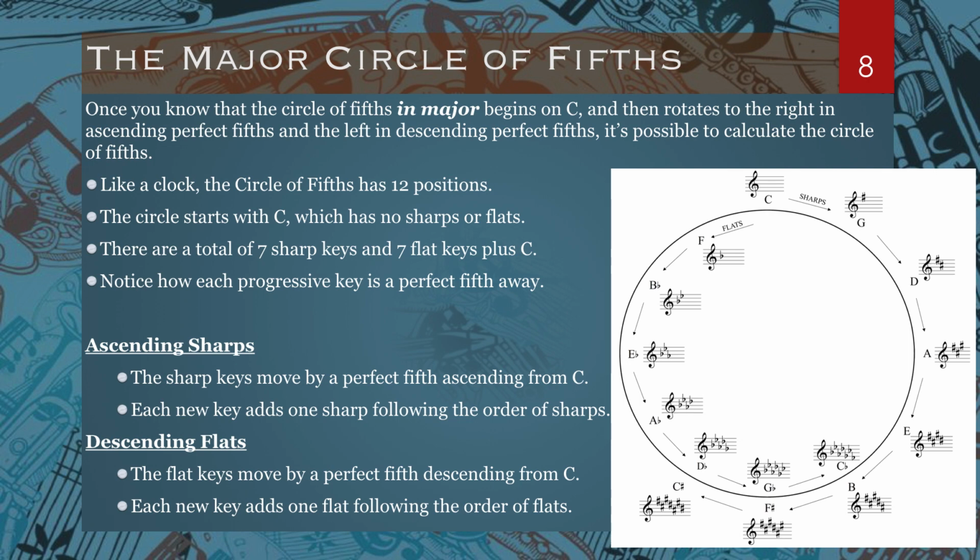So the first thing you need to know is that the circle of fifths in major begins on C at the top. If you go around, there's essentially 12 positions on this circle, just like a clock. Notice how B, F sharp, and C sharp at the bottom of the circle, at about the 5, 6, and 7 o'clock position, correspond to their enharmonic key signatures, C flat, G flat, and D flat. So if you write a piece in B major, you could also write it in C flat major, and there might be a reason for wanting to write it in one key over the other.